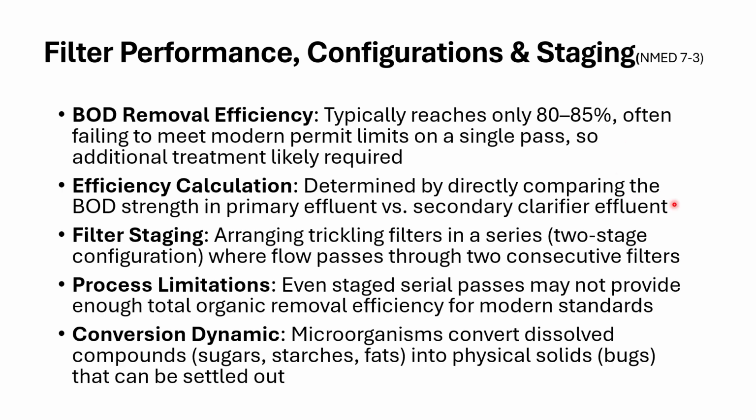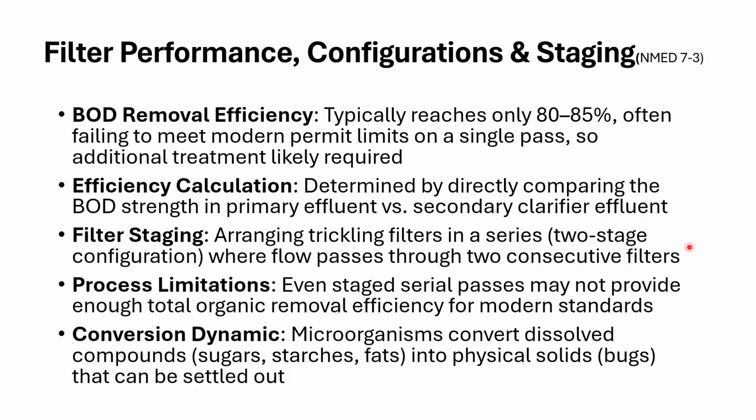Okay, so the efficiency calculation, we went over this last class, I believe. All we're doing is looking at the BOD strength coming in, which is what's leaving the primary clarifier. That's the primary effluent, but that's also the influent coming into our trickling filter. So we're basically looking at in minus out divided by in times 100. You remember that little memory aid I gave you? In minus out: the BOD coming in minus the BOD leaving, divided by the BOD coming in, times 100. That's our percent efficiency.